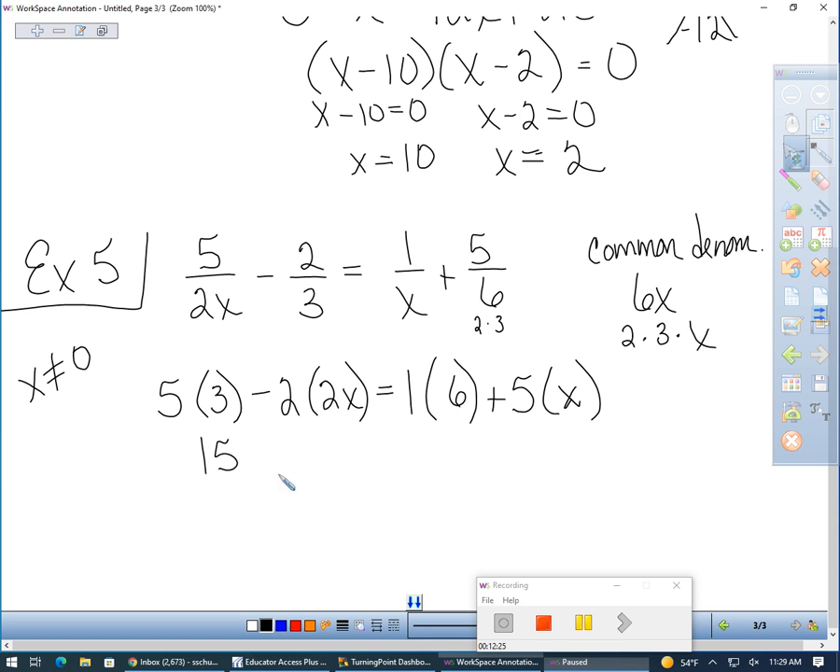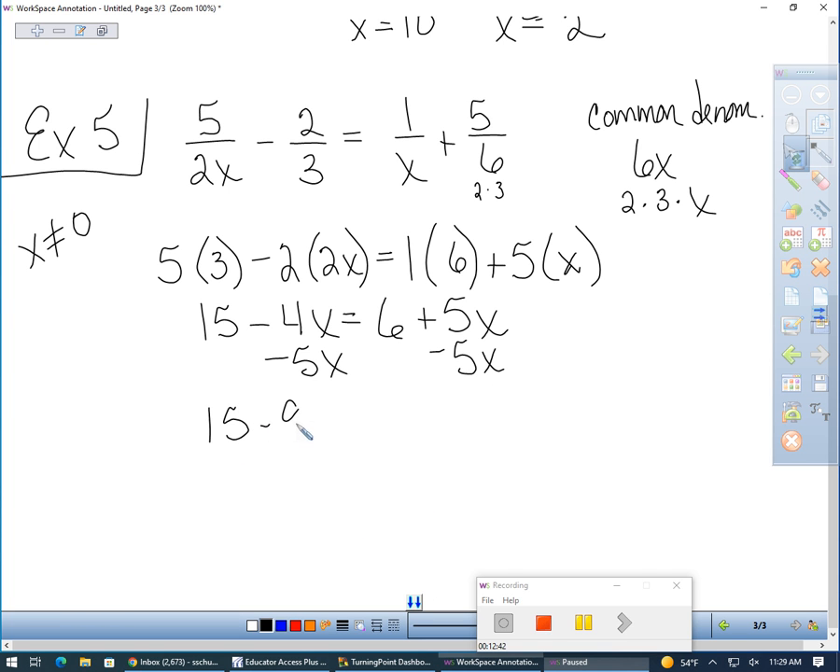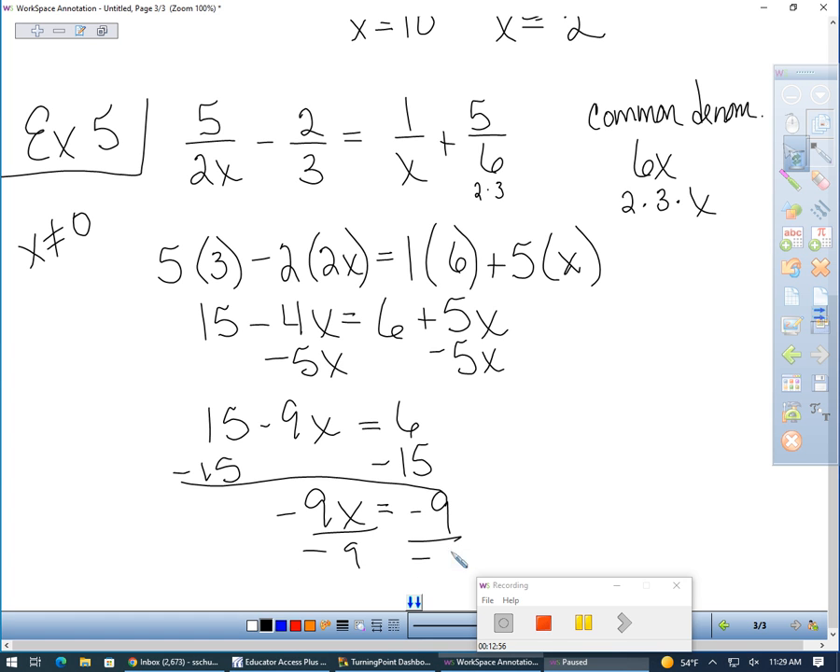All right, let's simplify this up a little bit. 5 times 3 is 15. Minus 2 times 2x is 4x. Equals 1 times 6 is 6, plus 5x. Subtracting my x's to the left, I have 15 minus 9x equals 6. Subtracting 15 to the right, I have negative 9x equals negative 9. Dividing both sides by negative 9, x equals positive 1. Is positive 1 one of our restrictions? No, so this is a good answer.